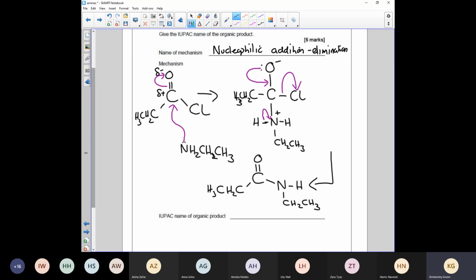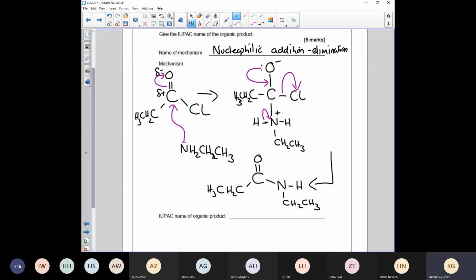If you look at it, it's similar to substitution. With substitution, you just have the nucleophile go in and then the halogen just leaves. This one's addition elimination because we are adding our nucleophile and then we are eliminating the halogen. Whereas substitution is pretty much a straight swap.